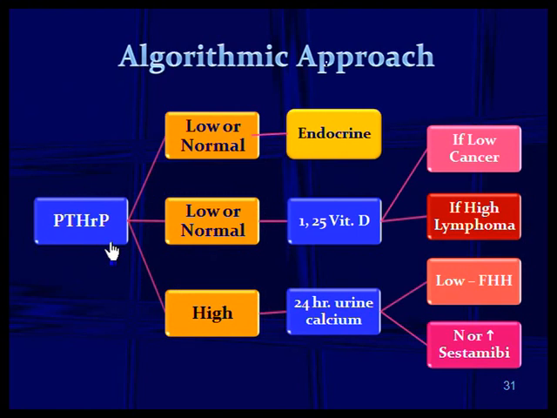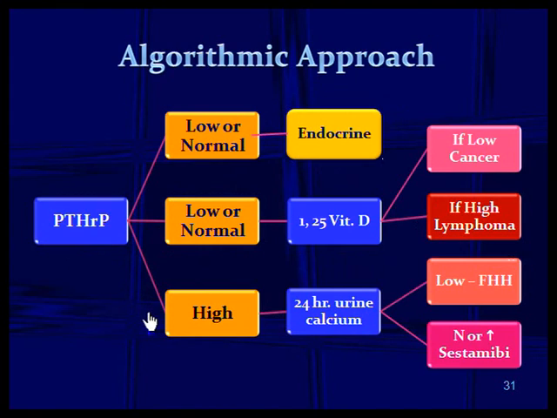So, if the IPTH is suppressed, then we have ordered PTHRP. PTHRP can be low or normal, which means some endocrine cause is causing the hypercalcemia, like acromegaly, pheochromocytoma, adrenal insufficiency, more commonly hyperthyroidism itself. In such a case, if there are no endocrinopathies underlying, then we do 1,25 vitamin D levels. If the 1,25 vitamin D3 levels are low, then it is suggestive of cancer. If they are high, suggestive of lymphoma.